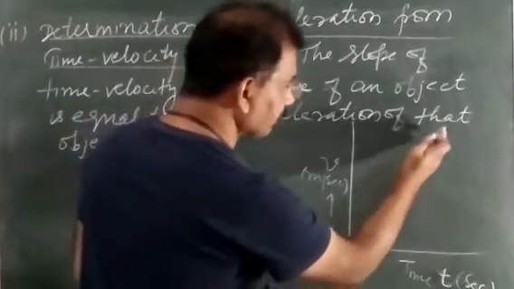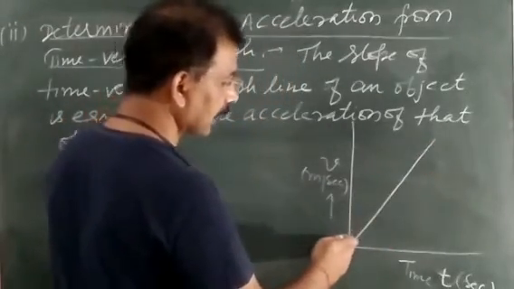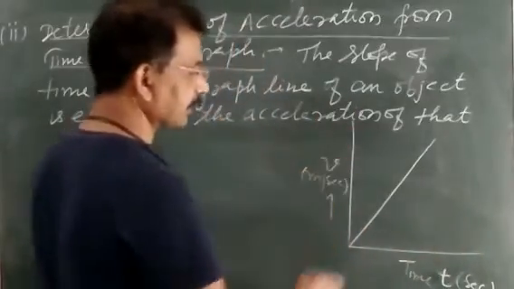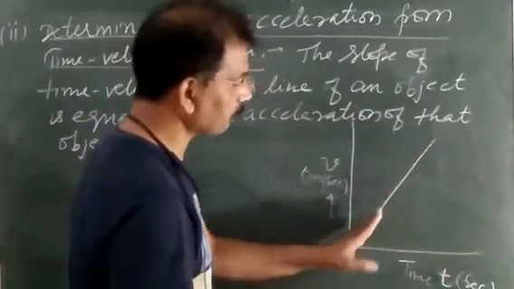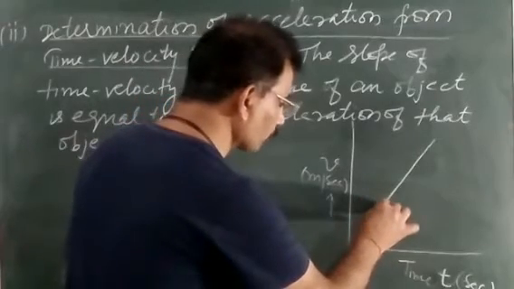But if a straight line is given here and you have taken time on the x-axis and velocity on the y-axis, and you want to find out the slope of this graph line, so you will take any 2 points on it.